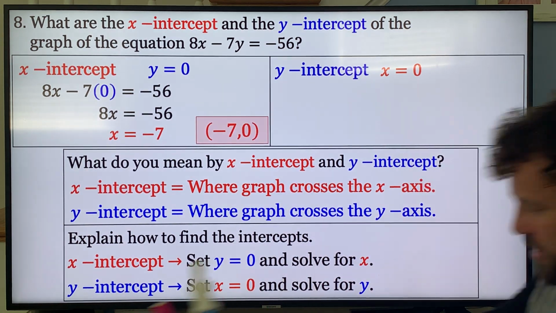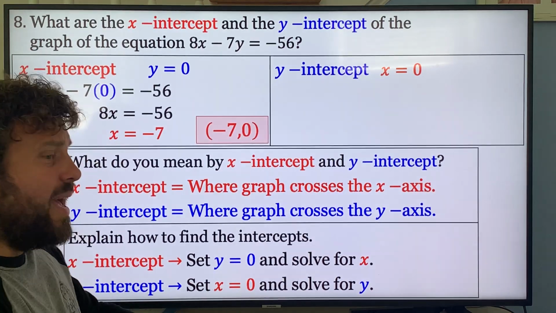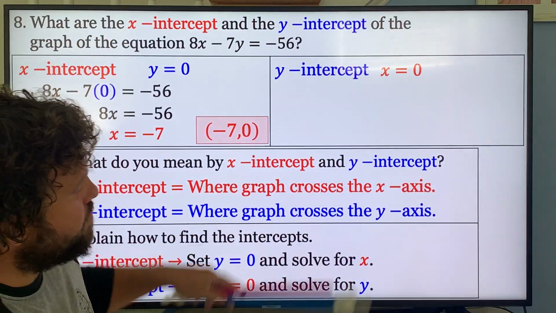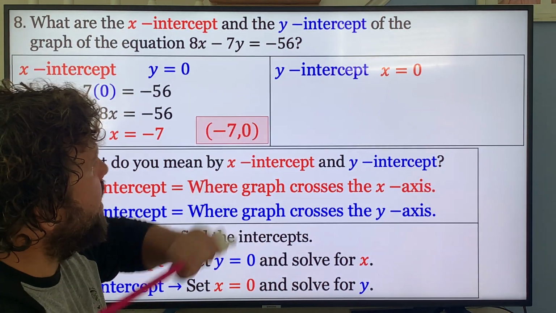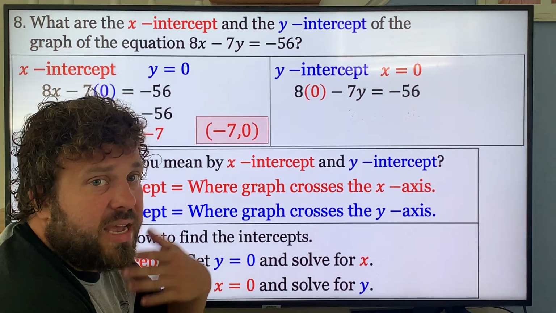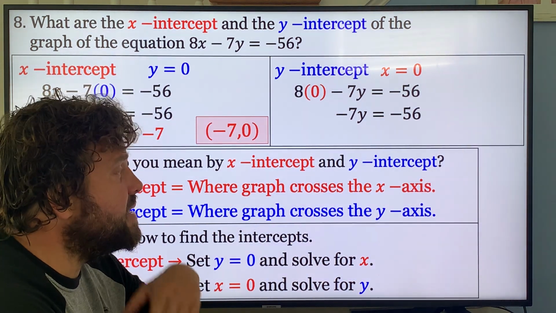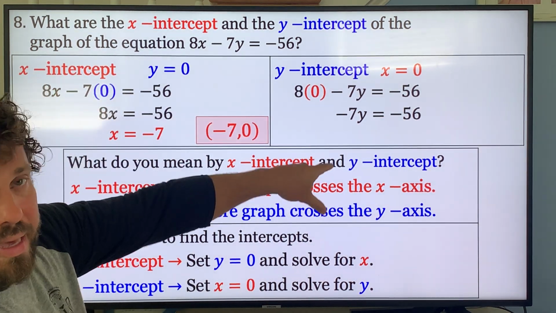How do you find the y-intercept? Let me pop to the other side. So I set x equal to 0. 8 times 0 minus 7y. 8 times 0 is 0. 0 minus 7y is negative 7y equals negative 56. Negative 56 divided by negative 7 is a positive 8.